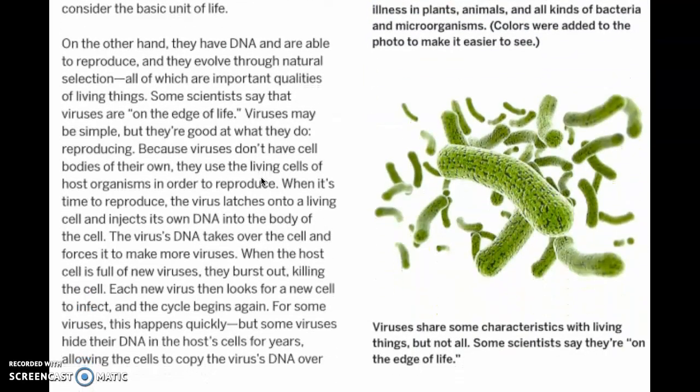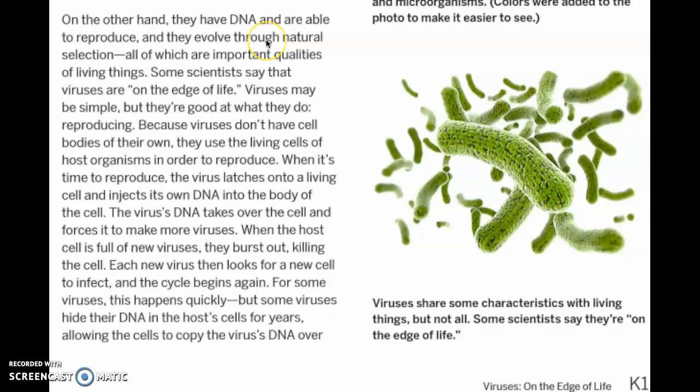On the other hand, they have DNA. Your DNA is what makes you who you are. So your DNA, half of it came from your parents, half of it came from a father, half of it came from a mother, all of it came from your parents. And so on the other hand, they have DNA and are able to reproduce. And they evolve through natural selection, all of which are important qualities of living things. Sometimes some scientists say that viruses are on the edge of life.